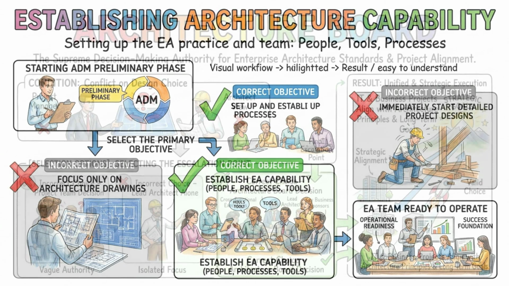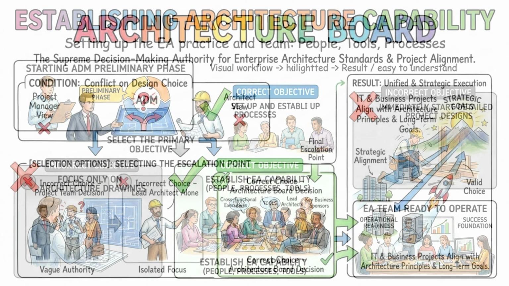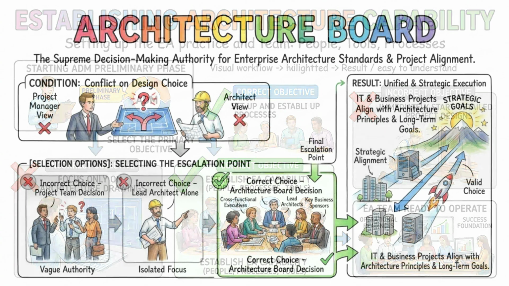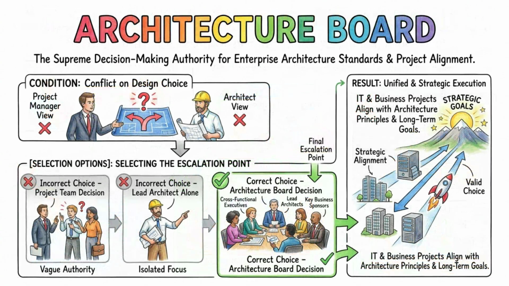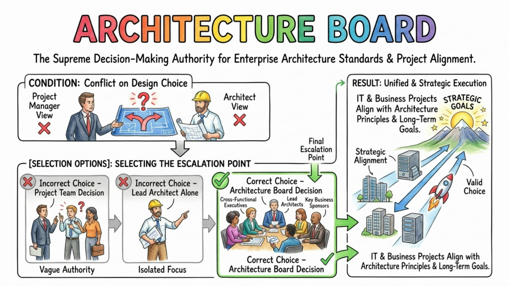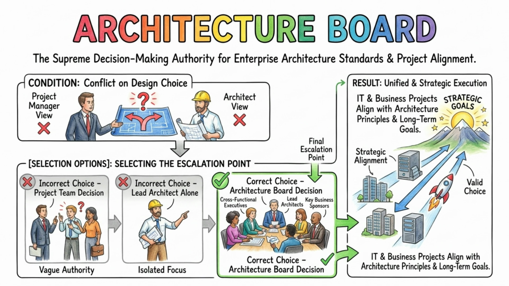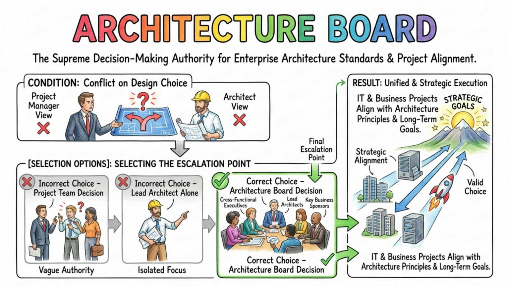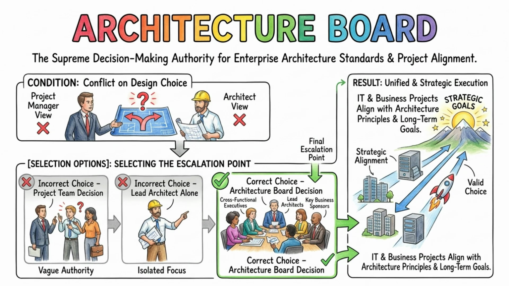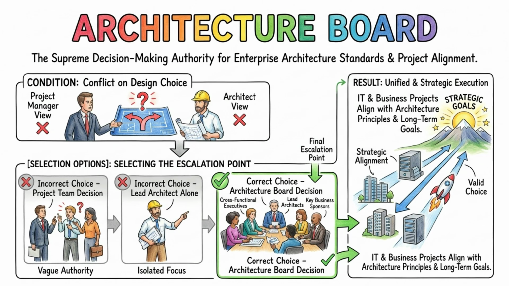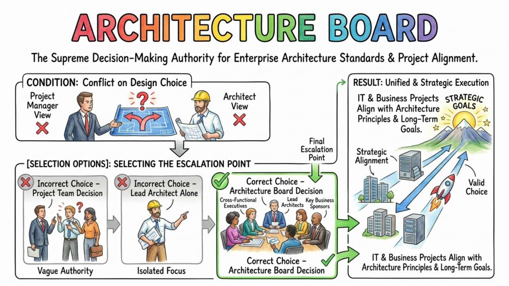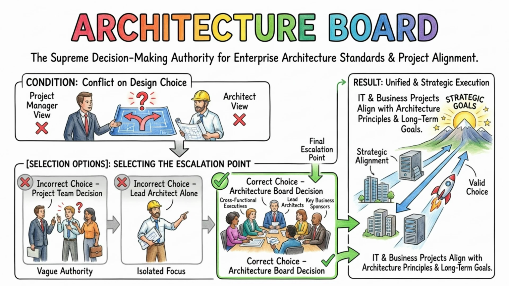The most important governing body within this capability is the Architecture Board, which acts as the supreme decision-making authority for architecture standards. The board is typically composed of cross-functional executives, lead architects, and key business sponsors from across the enterprise. Its purpose is to ensure that all IT and business projects align with the approved architecture principles and long-term strategic goals. Exam questions frequently feature the Architecture Board as the final escalation point when project managers and architects disagree on a design choice.